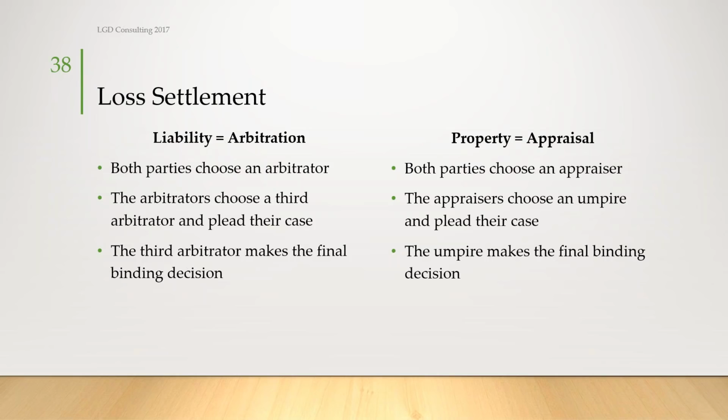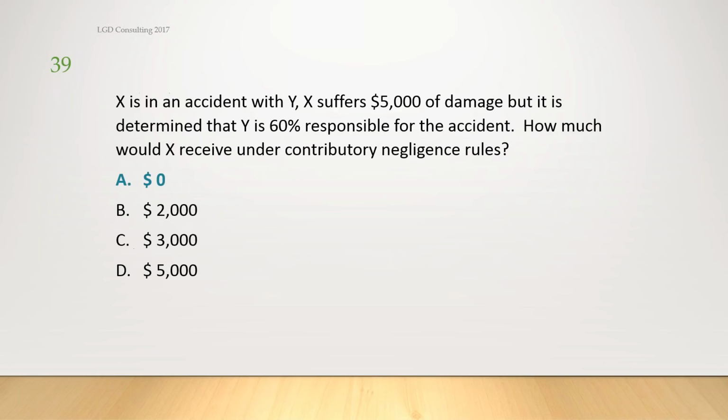For property, we're going to use appraisal. Again, you pick an appraiser. The insurance company picks an appraiser. These two appraisers then pick an umpire. You plead your case, the umpire hears both sides and makes a decision, which again is binding. So always remember, for liability disputes, it goes to arbitration. For property disputes, it's going to go to appraisal. Okay.